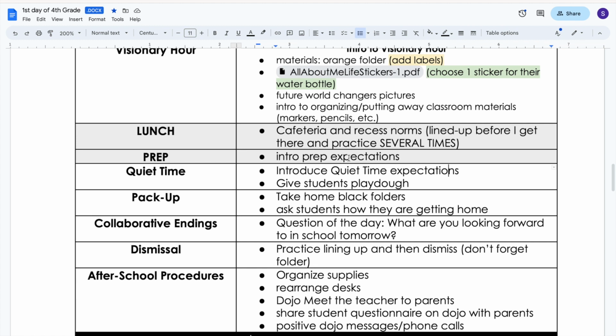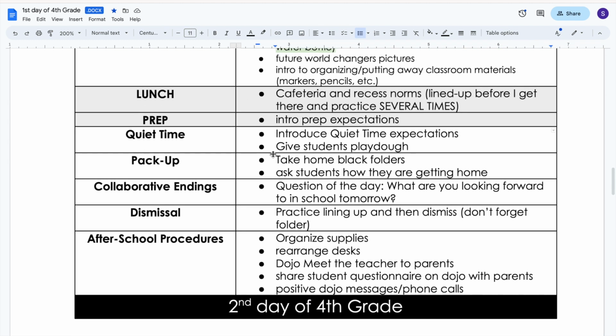For prep or specials, we introduce them to the expectation that the other teachers should be treated with respect. They should act the same way outside of the classroom that they do in the classroom, which is to continue to represent our agreement in our classroom community. This is very big this year because my students last year had such a tough time.